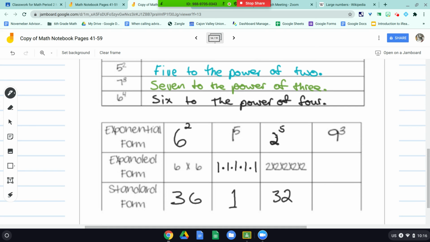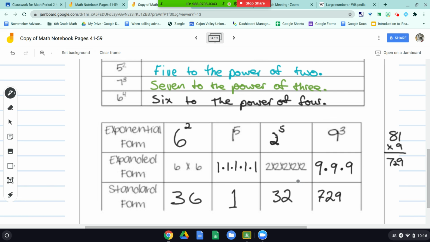And then our last example here, we have 9 to the third power. And I would write that down as 9 times 9 times 9. Now, 9 times 9 we know is 81. What's 81 times 9? 9 times 9 is 81, and then 81 times 9 is 729. Wow, that's a big number.